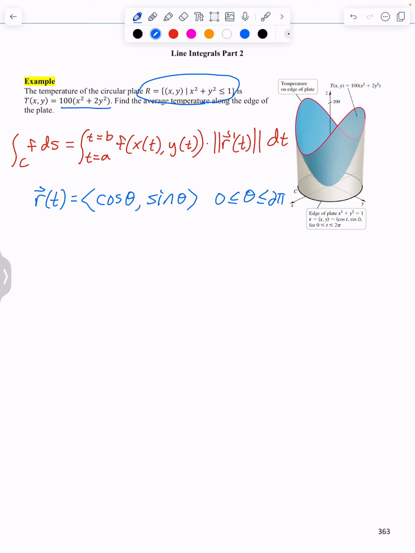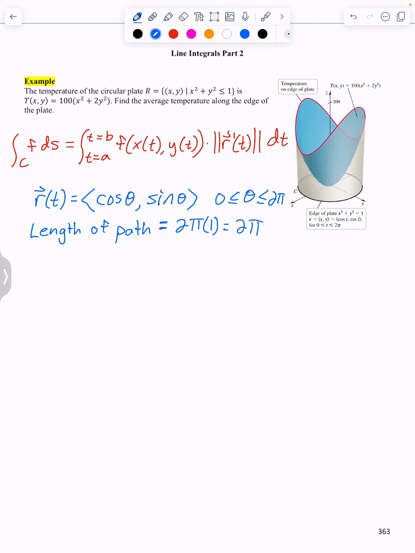They're wanting the average temperature. It says find the average temperature along the edge of the plate. So when I do average, I don't know if you guys remember, we have to divide by the length. So the length of the path, well, that's just all the way around with a radius of 1, so it's 2 pi. That's the circumference of a circle, and you could do it this way too, use the formula 2 pi r, but r is just 1, so we get 2 pi.